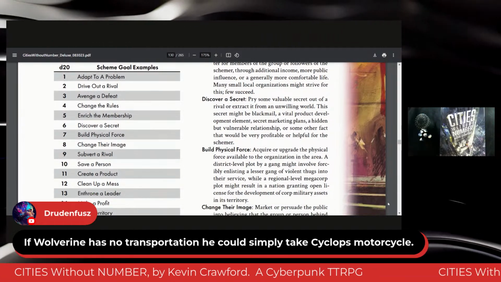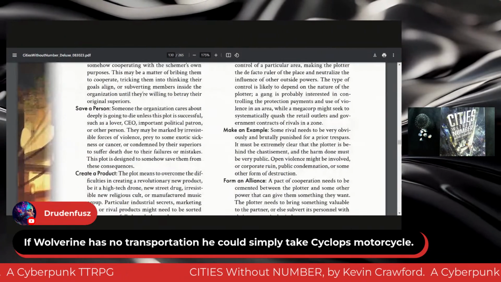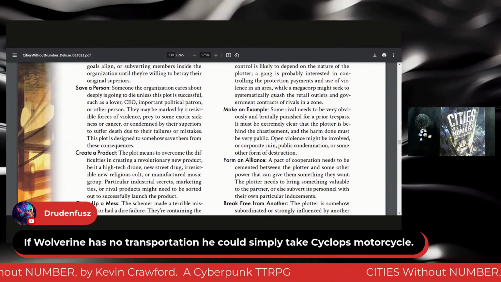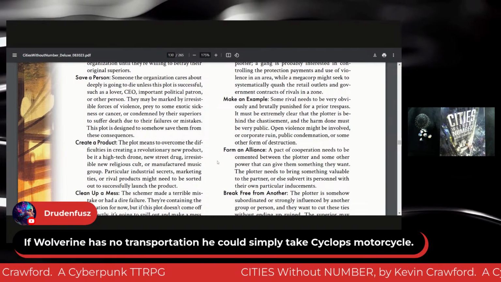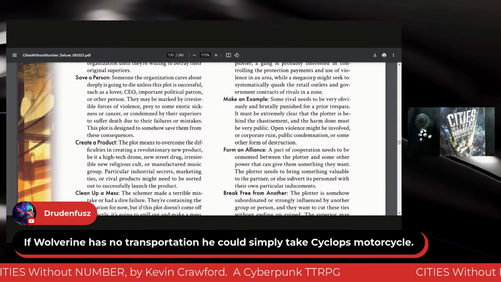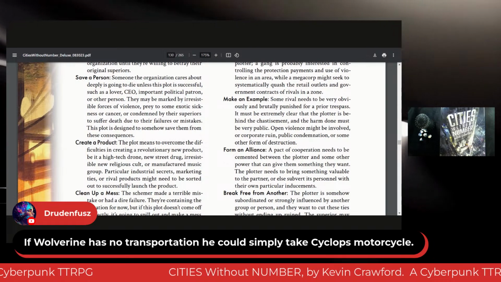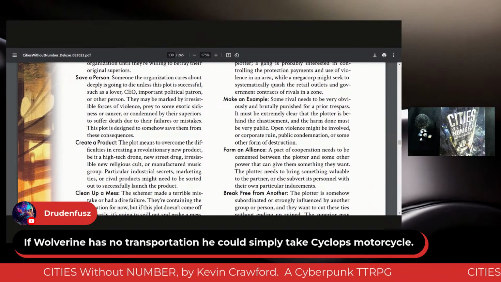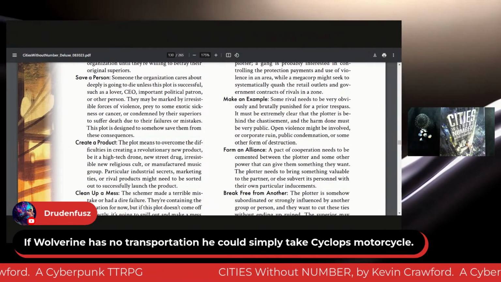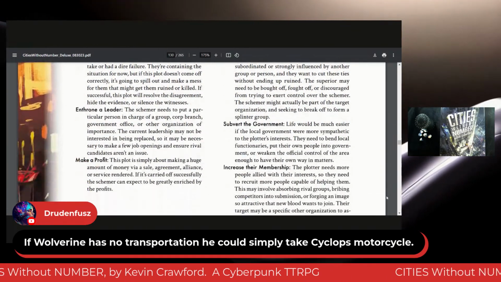Anyway, so D20 table, and it goes on to describe many of those things, whether it's like form an alliance to make a product. Like the plot means to overcome the difficulties in creating a revolutionary new product, be it a high tech drone, new street drug. Mentioned that, right? Irresistible new religious cult or manufactured music group. Particular industrial secrets, marketing ties, or rival products might need to be sorted out to successfully launch the product. And it goes into describing all the description of those.